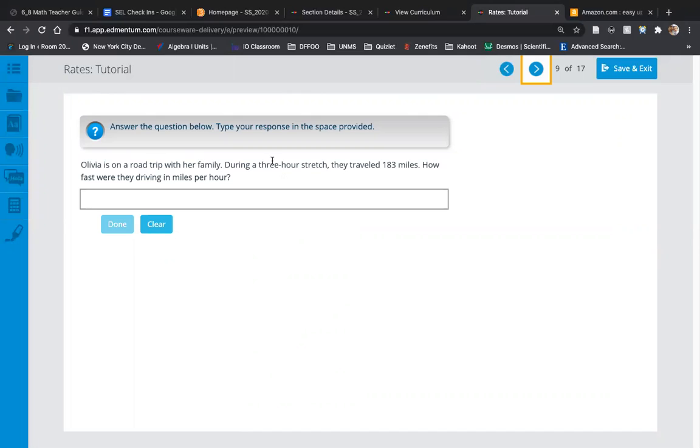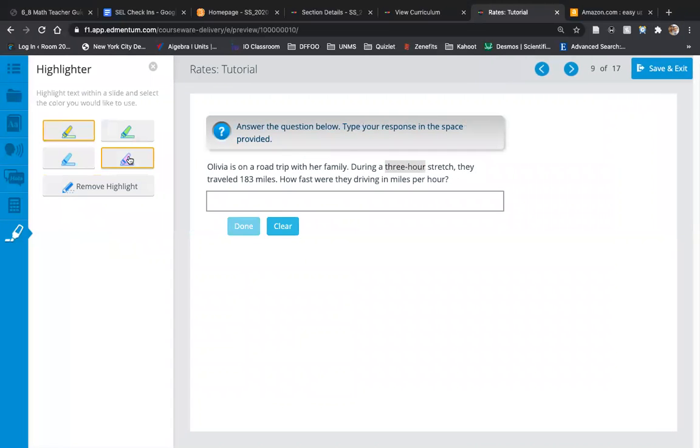It says that Olivia's on a road trip. So we have the amount of time. We know that it's 3 hours. We also know that they traveled 183 miles. So now it's asking us how fast were they driving in miles per hour. Remember, that means miles over hour. So can somebody just tell me how we would go about figuring out the speed of the car here?